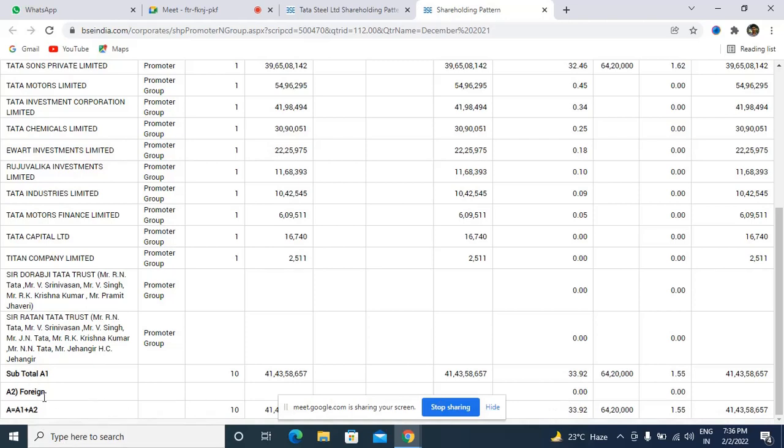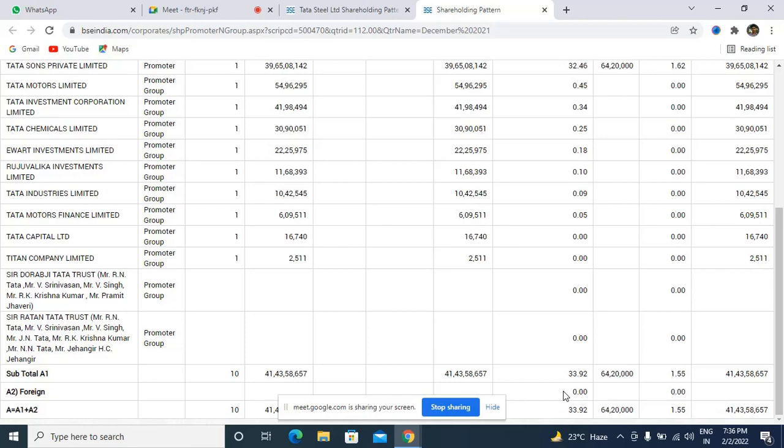And see, there is one category. Are you guys able to see this? A2 foreign, left corner below. Yes, sir. Foreign category. Can you see that there is nothing written over there? It is 0. So for this company there is no foreign promoter, right? Is this clear to you? Yes, sir.